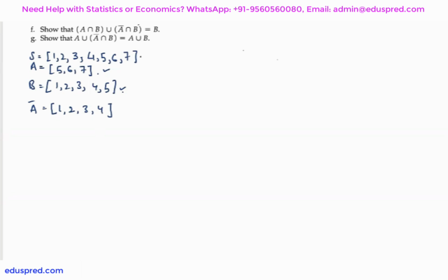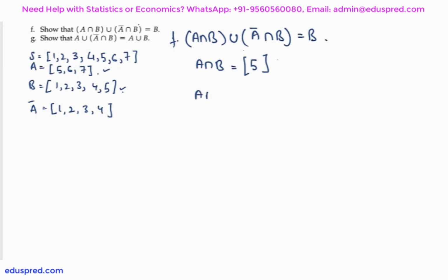From the question that we have been doing, we know the sample space, event A, event B, and event A complement. Now we have to show A intersection B union A complement intersection B is equal to B. This is what we are supposed to show. For this, first let's find out A intersection B. We already found this in one of the previous parts, and this consists of the common outcomes between A and B, that is 5. Then we can find out A complement intersection B. Can we find the common elements between A complement and B? That is 1, 2, 3 and 4.